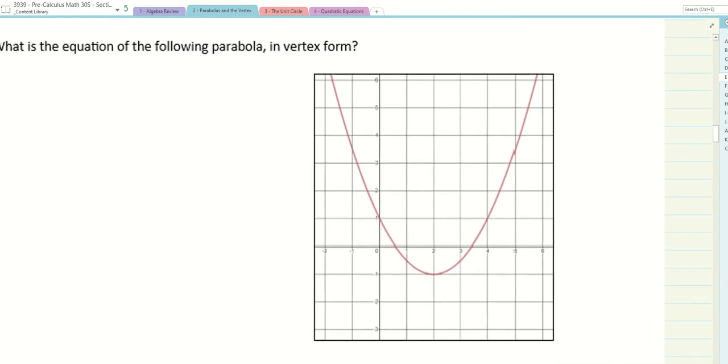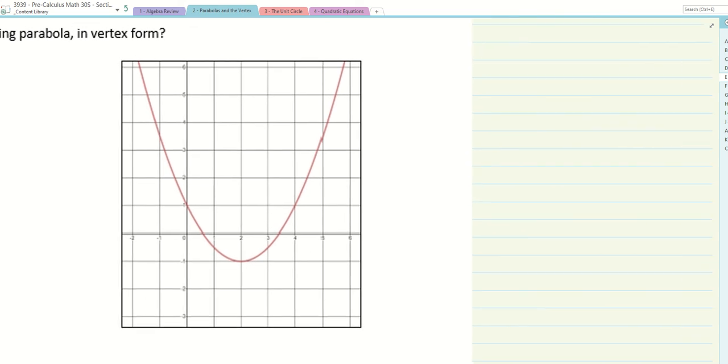So what is the equation of this parabola? Well, let's look at how it's changed. First of all, its vertex has gone 2 to the right, 1 down. Okay? So y is going to be equal to some stretch thing, maybe. 2 to the right is going to be x minus 2, squared, and 1 down, minus 1.